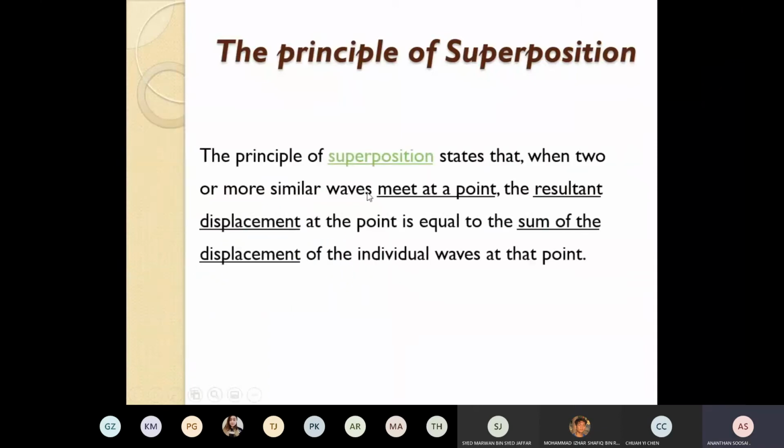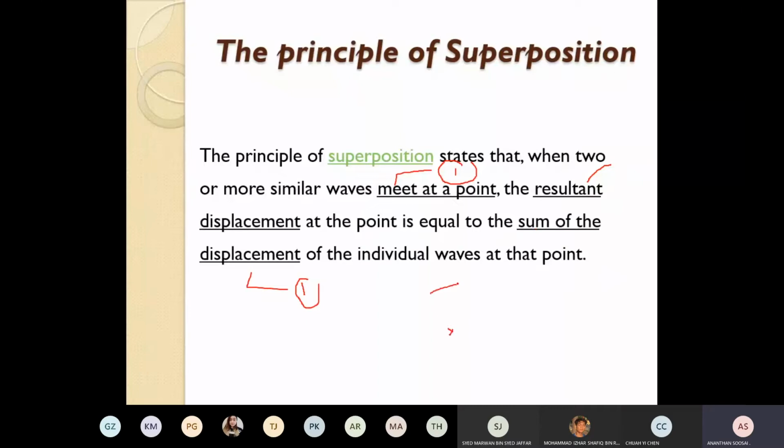So this is the principle of superposition. You have to remember, it is a 2 marks question. They will ask what is meant by principle of superposition. The principle of superposition states that when two similar waves meet, when you say the word meet, 1 mark, you must say meet at a point. The resultant displacement is the sum of the displacements of the individual waves at that point. This is another 1 mark.